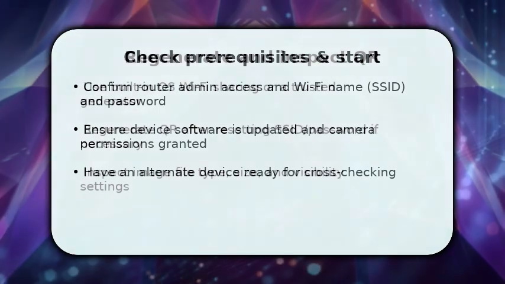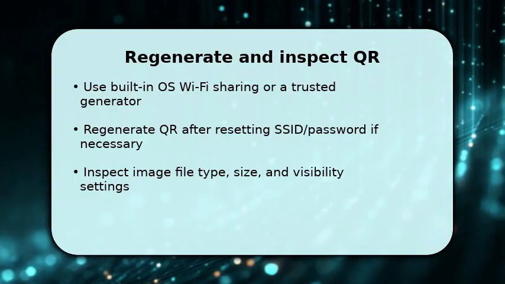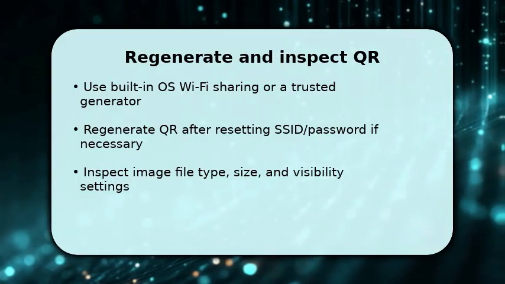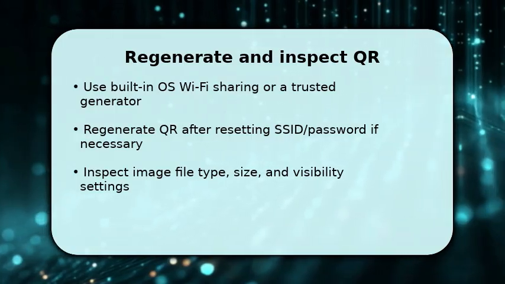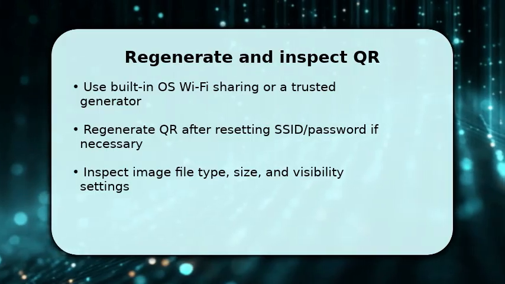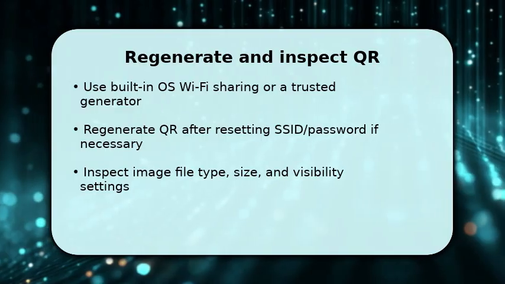Next, you regenerate the QR code so you can control every variable. Use the operating system's share feature or a reputable generator. That avoids embedded metadata issues. If the QR still won't show, reset the SSID or password briefly and create a fresh code. Mismatched credentials can invalidate previews.